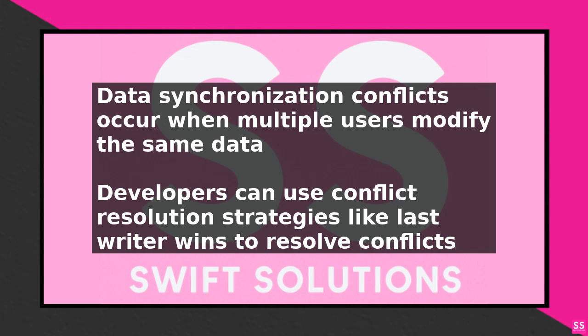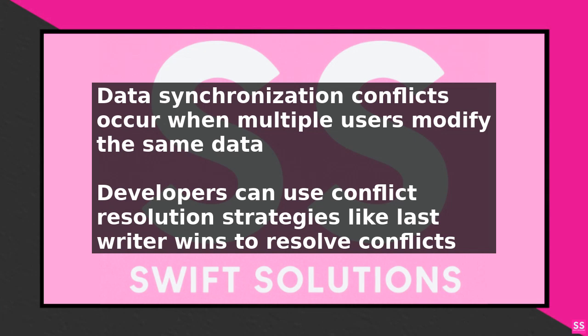Another common issue is data storage limits. AWS Amplify DataStore has storage limits that vary depending on the pricing plan, and exceeding these limits can result in additional costs or data loss. To avoid this issue, developers should monitor their data storage usage and optimize their data storage needs.